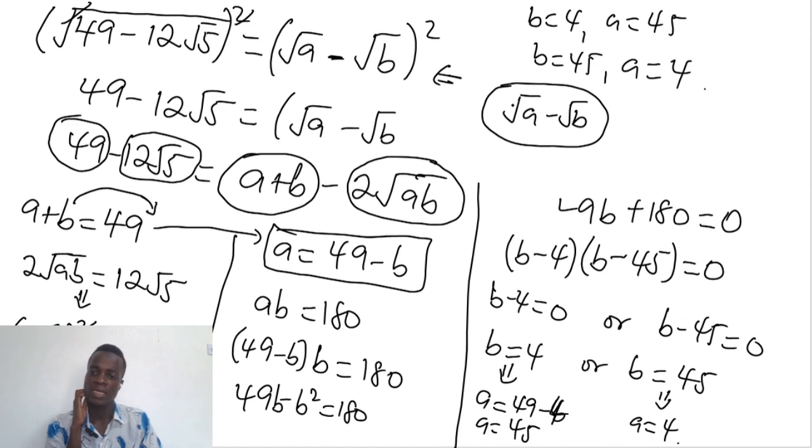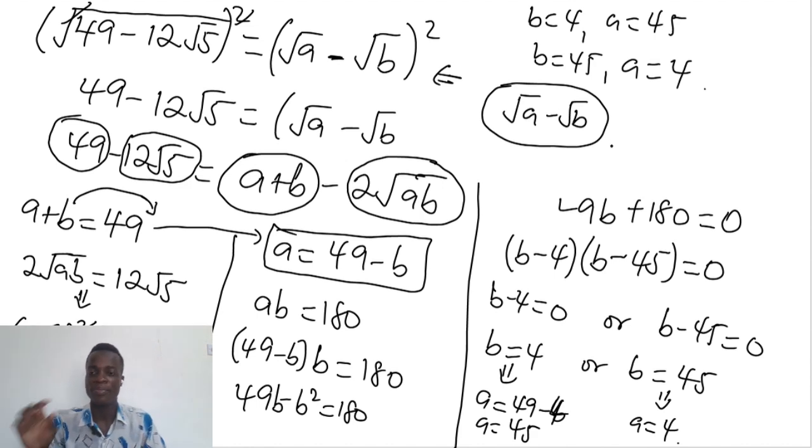But so we have two values. B can be 4 or 45. A can be 4 or 45. But then which pair are we going to choose? If b is 4 and a is 45, when you do the subtraction, the answer will be positive, right? But if you make b 45 and a 4, when you do the subtraction, the answer will be negative. But we are looking for positive square root.